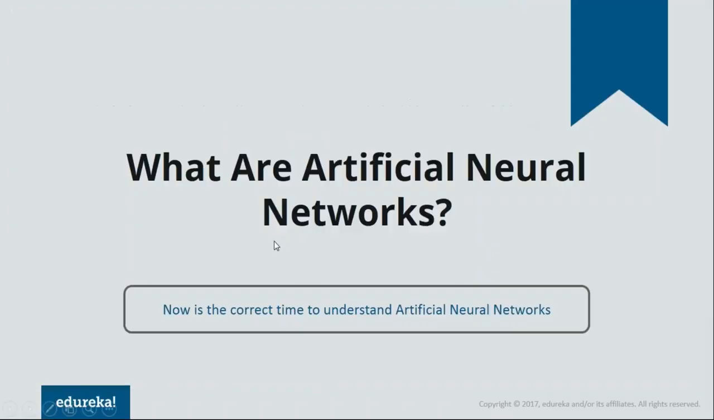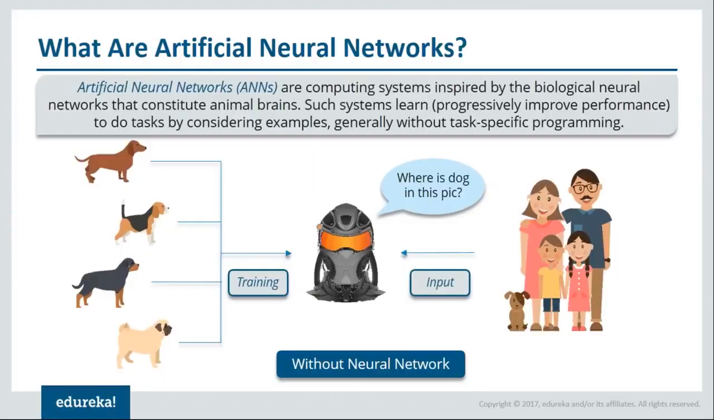Now let's understand what exactly artificial neural networks are. It is basically a computing system that is designed to simulate the way the human brain analyzes and processes information.